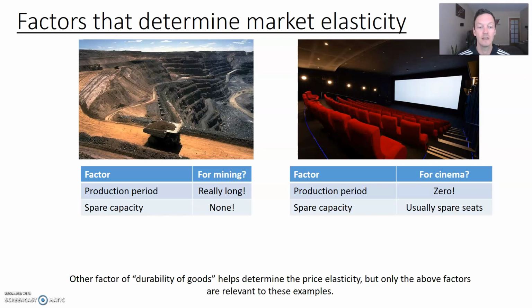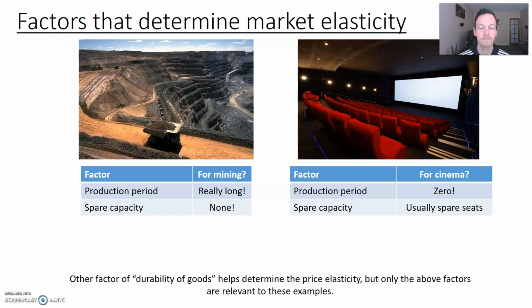So for mining, you can see here with production period, that essentially means how long it takes to make the thing. It's really long. You've got to find a mine, dig out the hole, set up all your machinery, and do a lot of stuff to produce coal. As a result, if the price falls for coal, they can't really switch it off. They've just got to keep the output going because it's taken so long to set up. On the other hand, if prices were to rise, other suppliers who aren't currently supplying coal are going to find it really hard to suddenly start supplying coal because it's going to take so long to set up all the machinery.